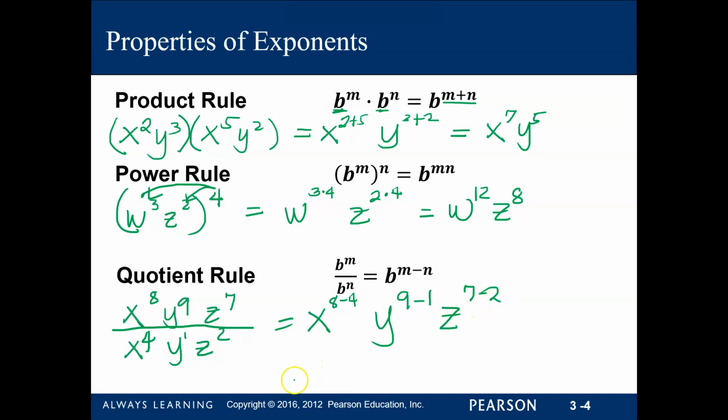And so if we simplify this, this is going to be x to the 4th, y to the 8th, and then z to the 5th power. So that is how you will be working with product rule, power rule, and quotient rule. Now, earlier, I mentioned that there are 5 laws of exponents.